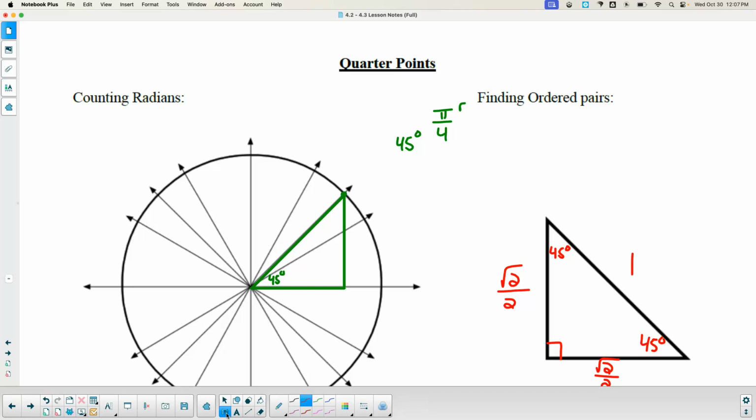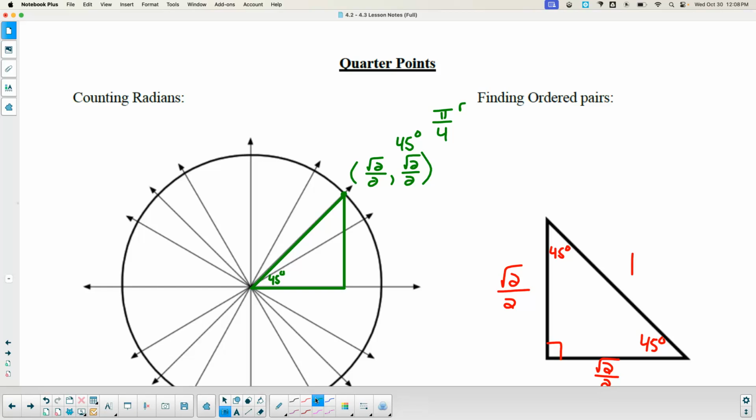Okay. So with that being said, knowing that those are what we found yesterday, what are the coordinates of this pi over 4, 45 degree point on the unit circle? Root 2 over 2, comma, root 2 over 2.